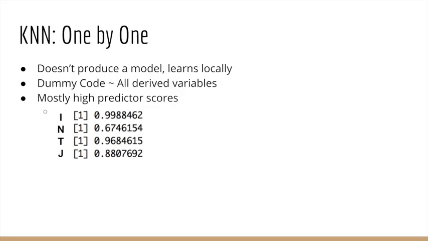Next up, I did K and N, and I ran the K and N one by one, so on the I, N, T, and J. This one, I did the dummy code to all of the variables. This one was great. It had a really high score for I and T, above 95% for both of them, relatively high score for J, and 0.67% accuracy for N. If I didn't mention it before, these are the percents for correct guesses that I calculated in my R Markdown file. So these were really good scores, and I was very happy with this one.